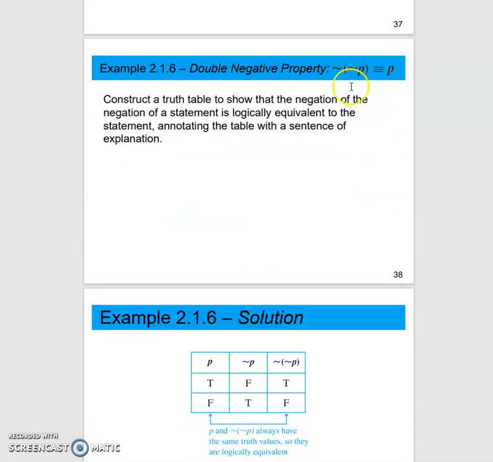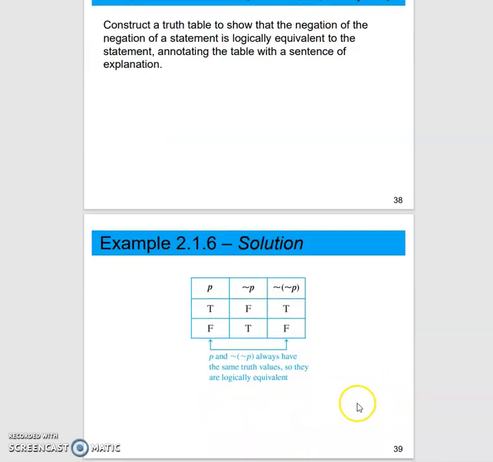So let's do an example. Here we've got the double negative. So not not P is equivalent to P. And here is my truth table solution. Again, the left part I've given, which is P. So I did not P, and then not not P. So here I'm looking at that first column and the last column, and I'm saying, yes, they are exactly the same. So that means these two things are indeed equivalent.